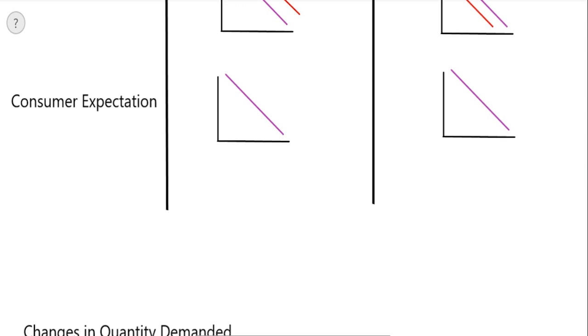Finally, we're going to take a look at consumer expectation. So this is what price you expect this product to be in the future. So if we expect the product price to increase in the future, we're probably going to want to buy more right now. So our demand is going to increase. Okay? Now, let's say that we expect the price in the future to be lower. We're probably going to demand less right now. So our demand here is going to decrease.